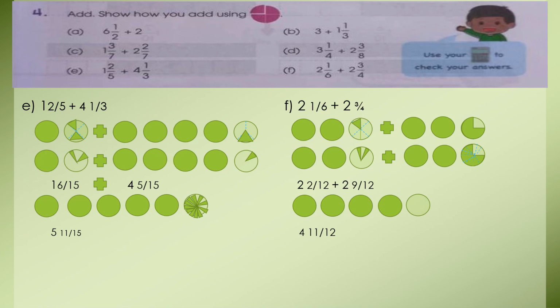Now, we are going to first add the whole numbers, which are 1 and 4, so it becomes 5, and the denominator is the same in the fraction part, which is 15, and for the numerator we will add 6 and 5, so it becomes 11 over 15. So our answer is 5 whole number 11 over 15. Part F, we have 2 whole number 1 over 6 plus 2 whole number 3 over 4.